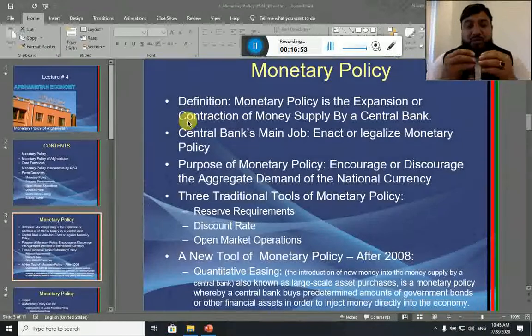So when the central bank announces a low discount rate, all the commercial banks start borrowing from the central bank. With the help of this, the central bank injects money into the circulation of the market. So demand is created, and when discount rates are high, demand is discouraged. That's how this tool is used by central banks in order to encourage or discourage aggregate demand of the money supply, or in order to expand or contract the money supply to the market.